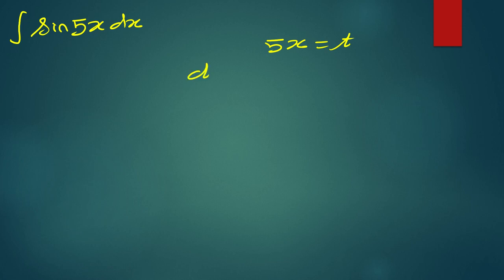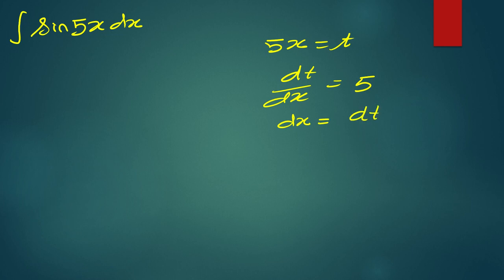Then can we find dt over dx? dt by dx means the differentiation of t with respect to x. So what will be the derivative of 5x? It will be 5. So from here we can find the value of dx also. So dx will be equal to dt over 5. Just check the calculation; I have done it a little directly.